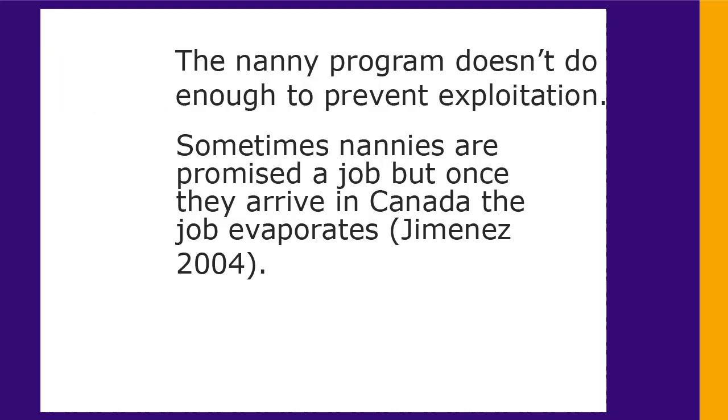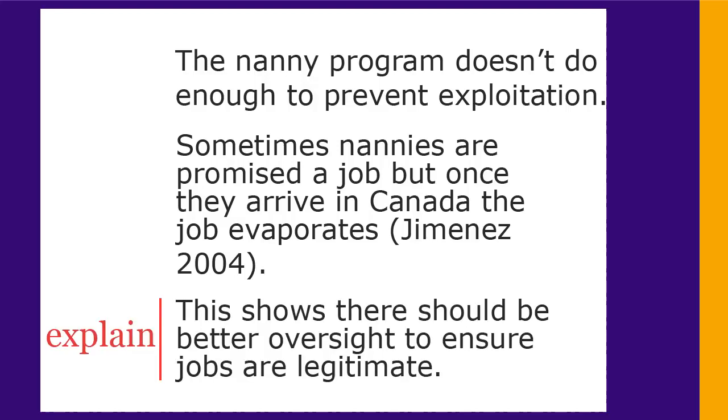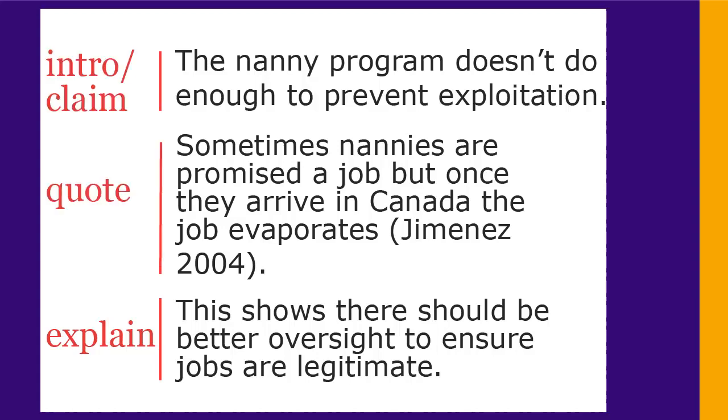My summary of the source is there to support it and provide evidence. Then I need to analyze the source and explain why or how it supports the argument. Here, I decide to explain that this shows there should be better oversight to be sure jobs are legitimate. If I put my introduction, quote, and explanation together into a paragraph, I have a quote sandwich.